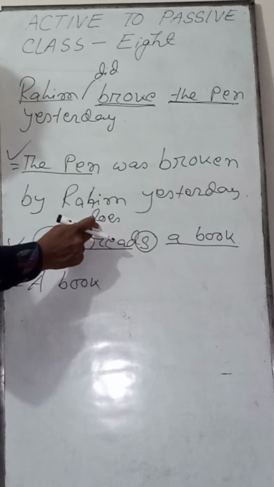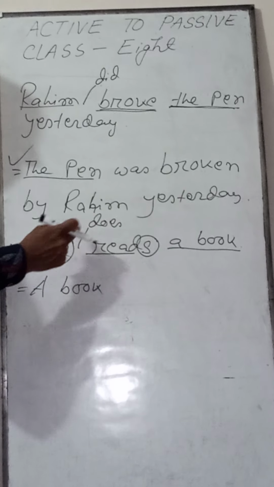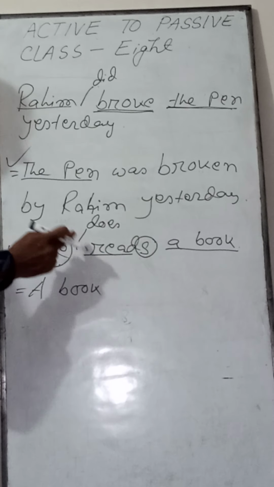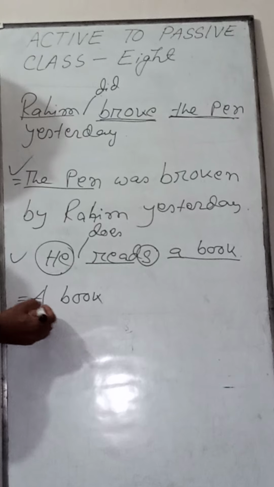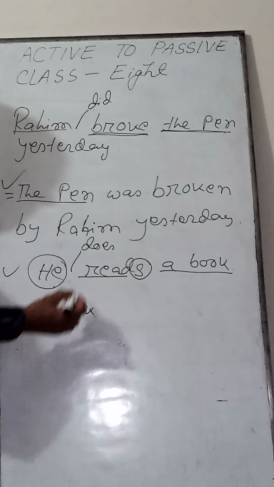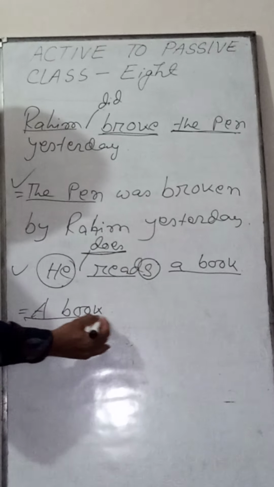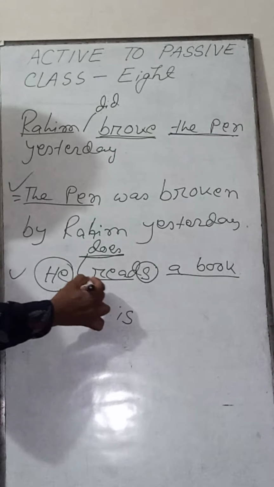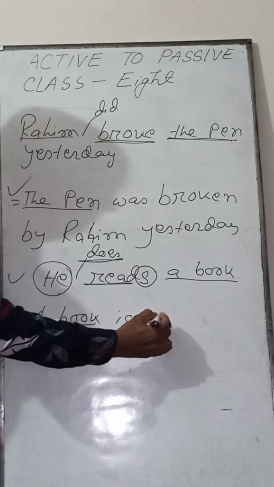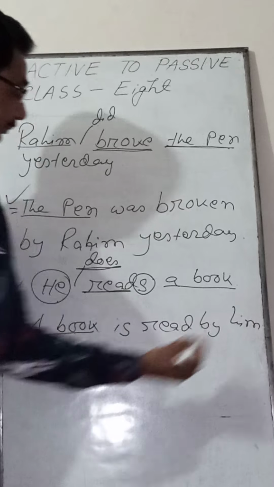In the case of do or does, you have to write am, is, or are in the voice. In changing the sentence from active to passive, here the auxiliary verb is does, and you have to write: a book is. A book is read. A book is read by him.